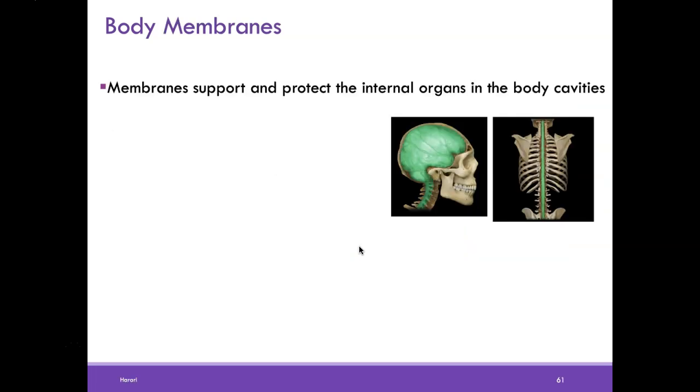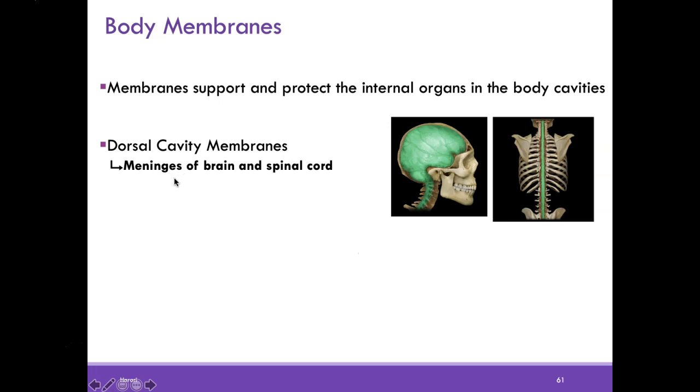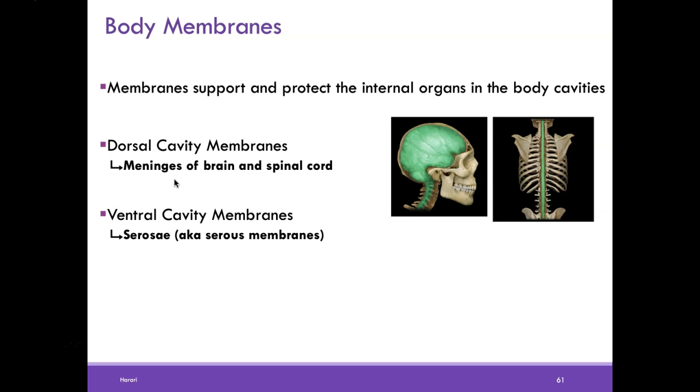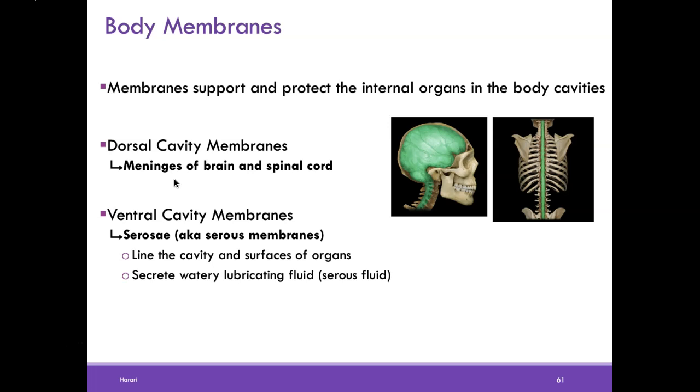And membranes support and protect the internal organs in the body cavities. We have special meninges that protect the dorsal cavity. Meninges are membranes of the brain and spinal cord that protect it. We'll talk a lot more about that. Within the ventral cavity, we have serous membranes. Serous membranes are very important because they secrete a certain fluid that allows for a little lubrication, so there's not a lot of friction when internal organs rub against each other. The serous membranes line the cavity and surfaces of the organs, and they secrete a watery serous fluid that acts as a lubricant. And we'll talk a lot more about membranes in chapter 5.